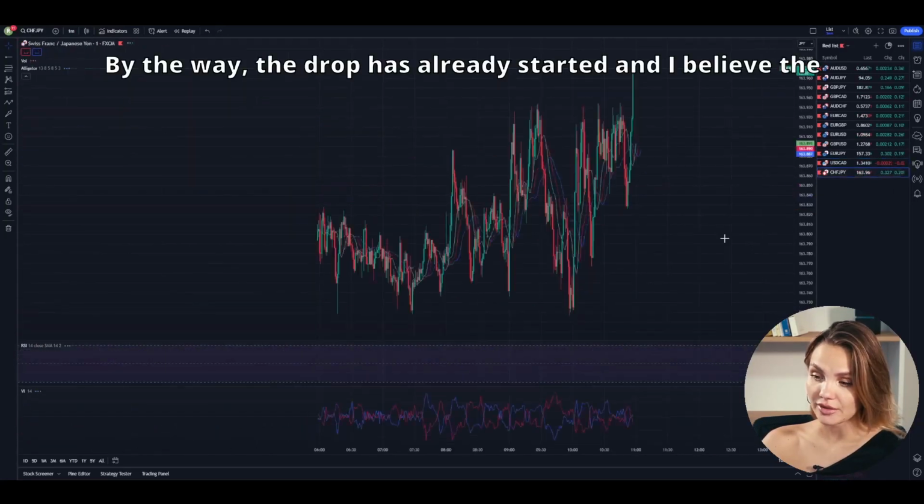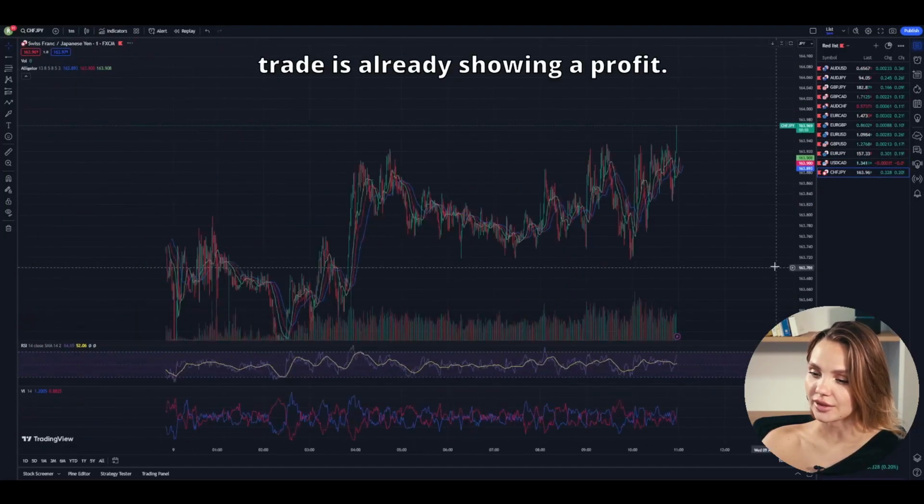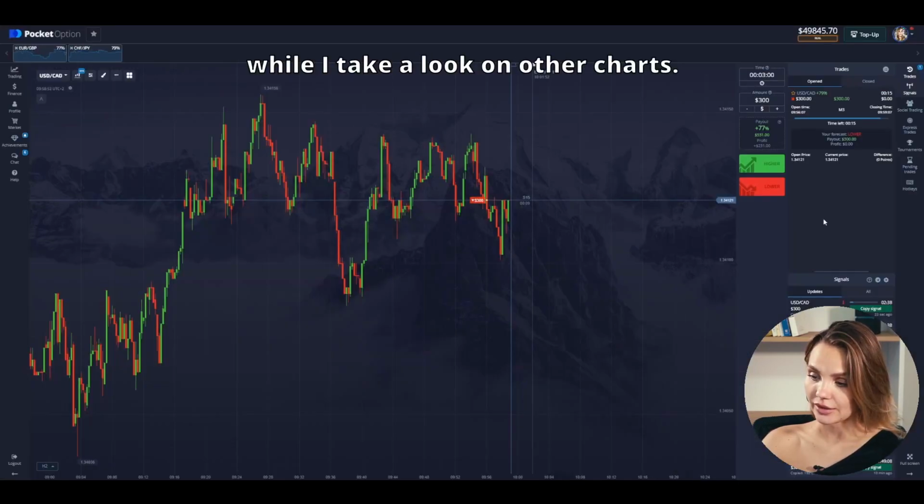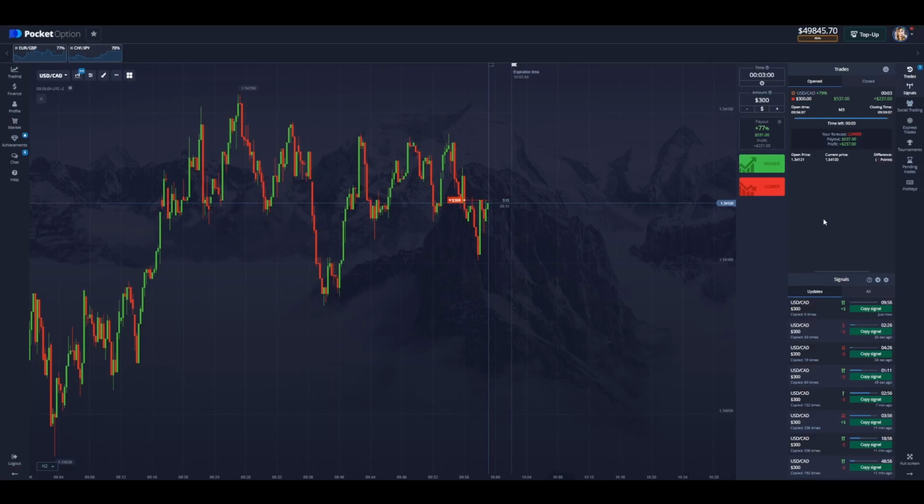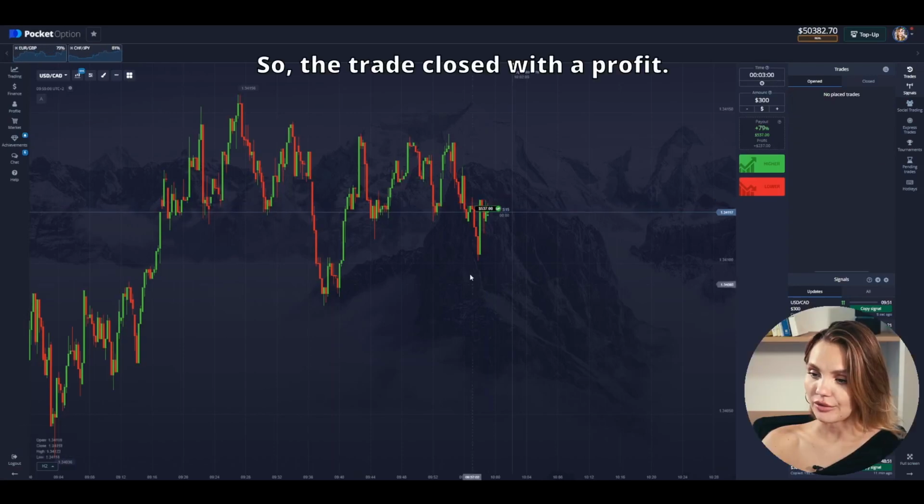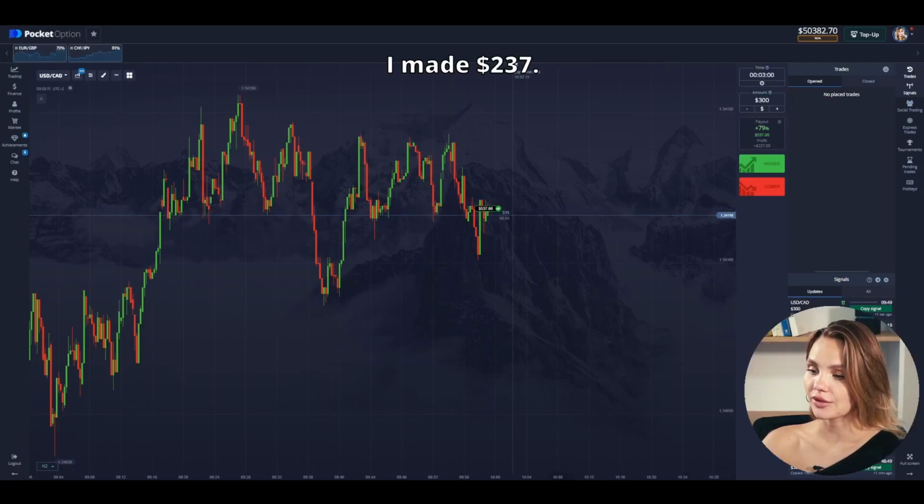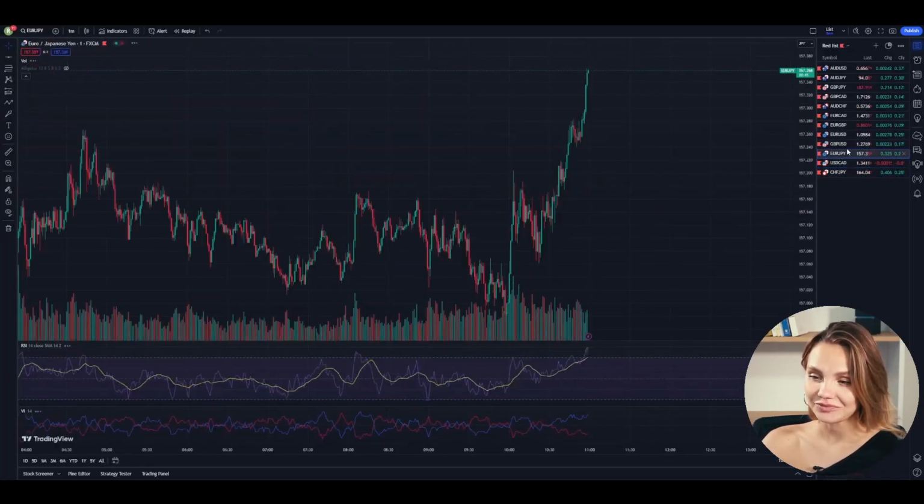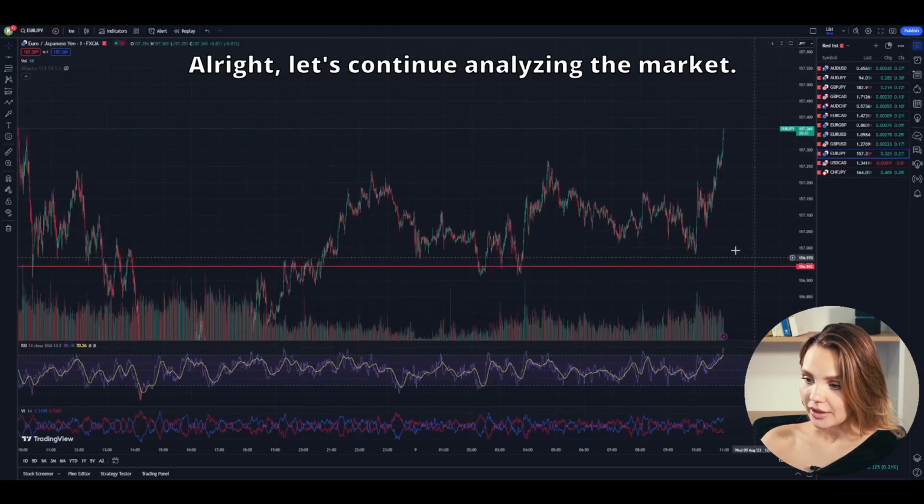By the way, the drop has already started and I believe the trade is already showing a profit. Let's wait for its completion while I take a look at other charts. So the trade closed with a profit. I made $237, not too shabby. Let's keep trading. Alright, let's continue analyzing the market.